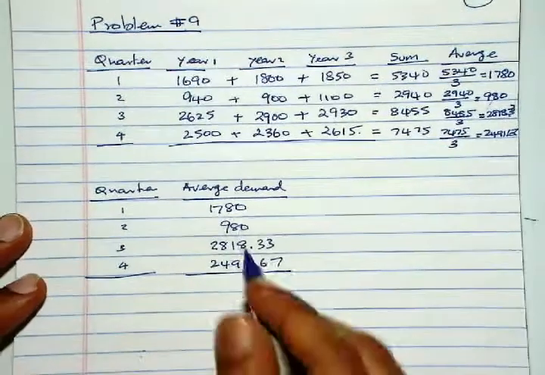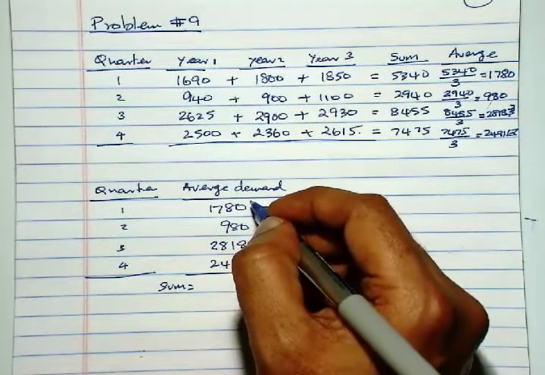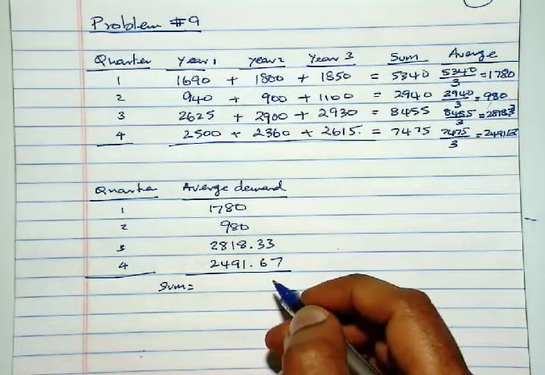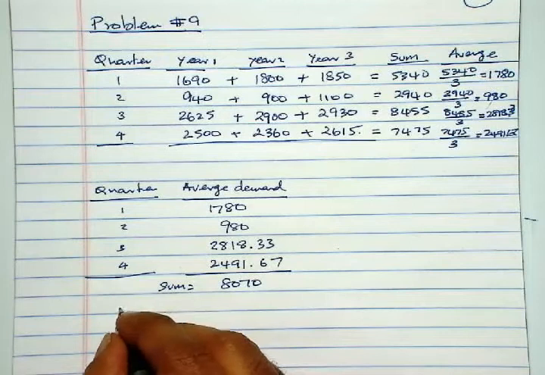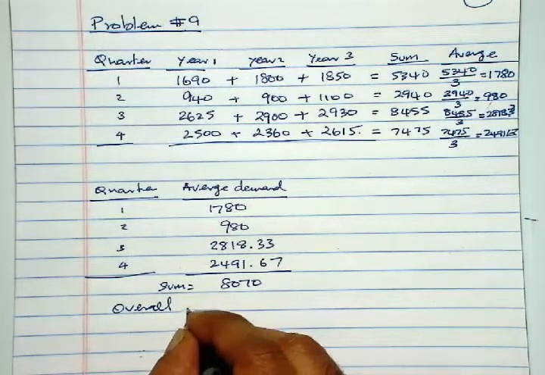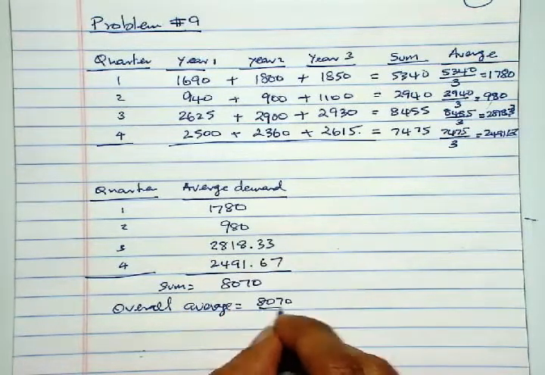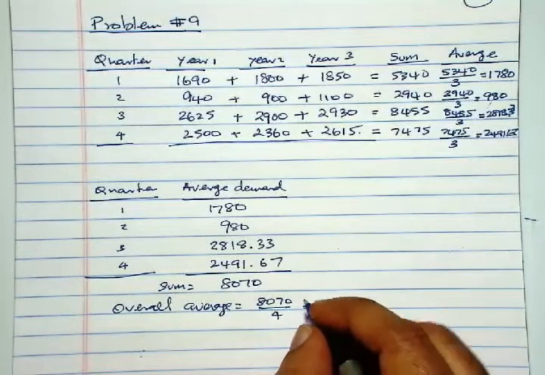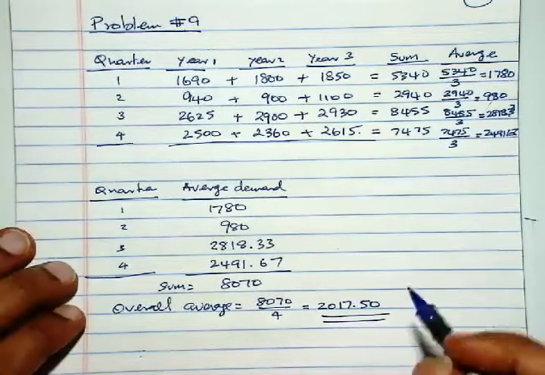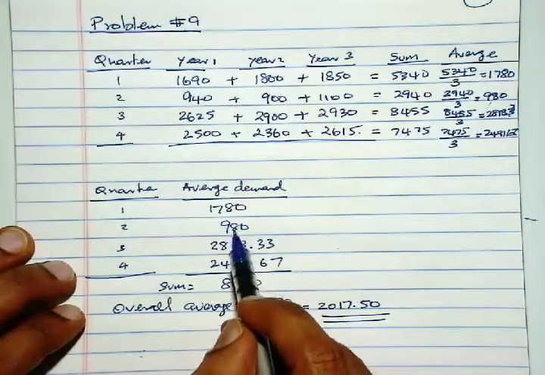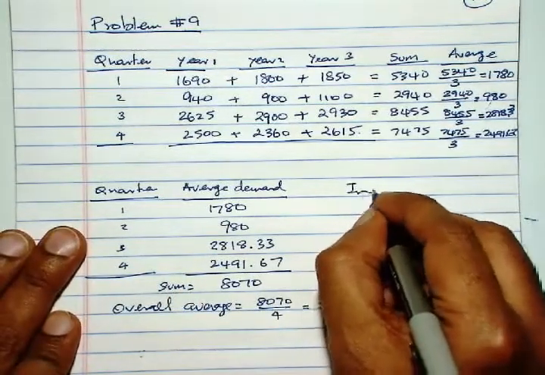Now we have to compute the average of the averages. So let's first sum these numbers, and that will give us 8070, and then the overall average is 8070, and there are 4 of them, so divided by 4 will give you 2017.5. Now we take this overall average, divide it into each of these individual averages for the quarters, and that will give us the seasonal index.